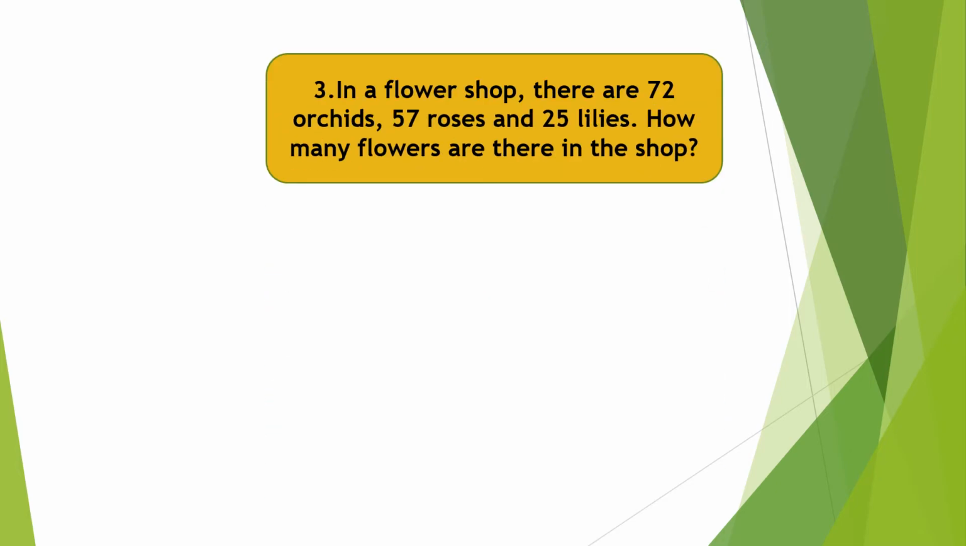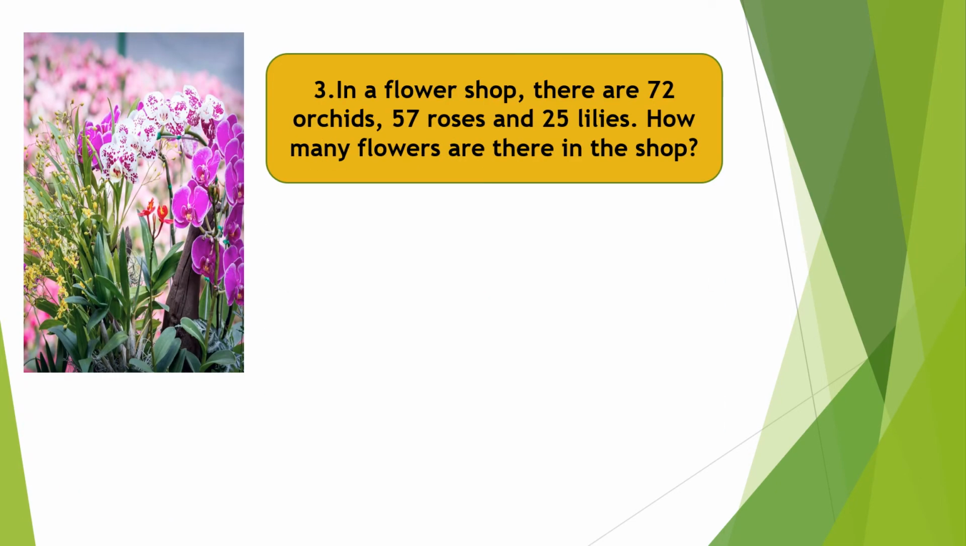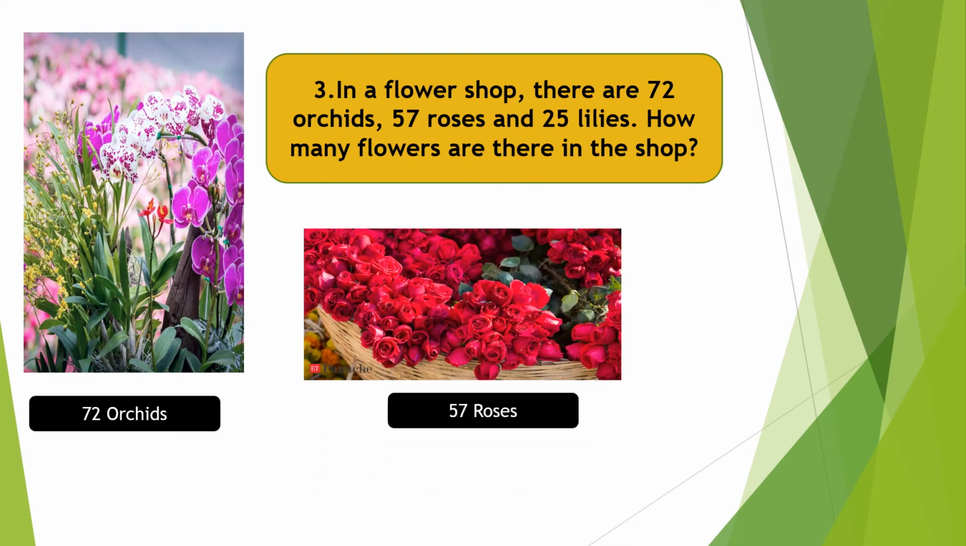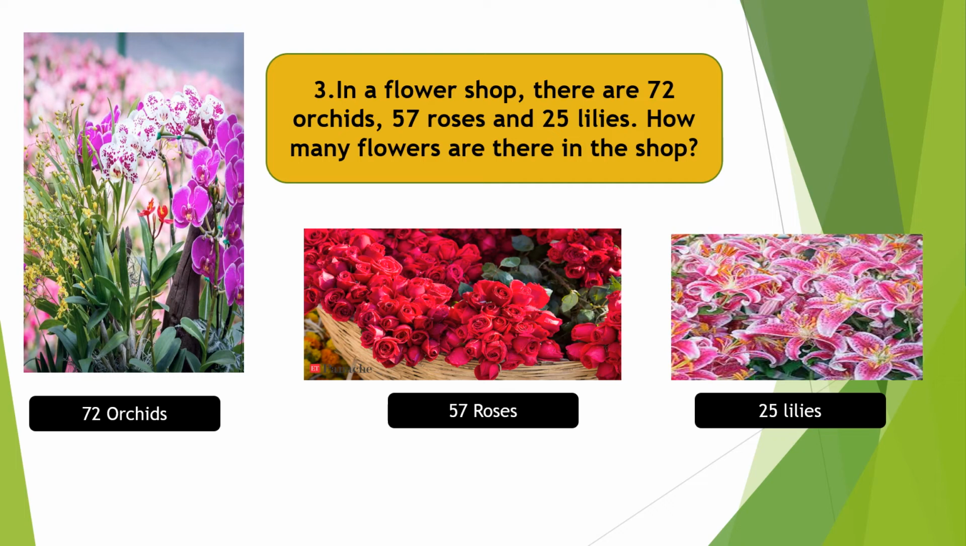Let's move to the next one. Number 3. In a flower shop, there are 72 orchids, 57 roses and 25 lilies. How many flowers are there in the shop? So in a flower shop, there are 72 orchids, 57 roses and 25 lilies. So we know there are 72 orchids. And what we know? 57 roses and 25 lilies are there in the flower shop.